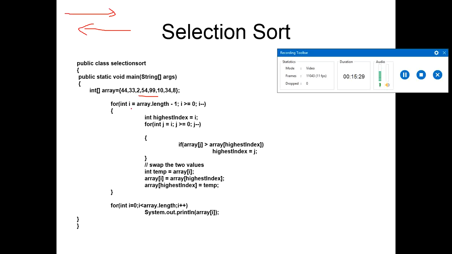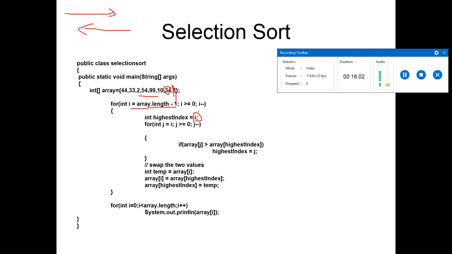We start from array length minus 1, not from the last element but the second last element. We consider that this is our sorted zone. And we keep decrementing the index of the array as long as the index is greater than or equal to 0. In this, we consider a variable highestIndex and move i to it. i is what? The highest index.